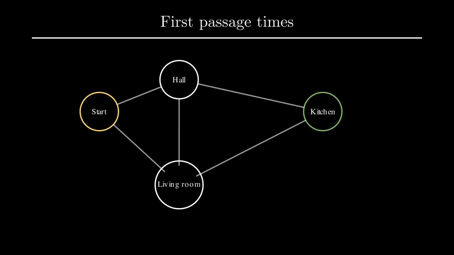Imagine you're standing in a room in a house, and you want to know how long on average until I reach the kitchen. Now, you wander randomly between rooms. The first passage time is the expected time until you reach the target for the first time.